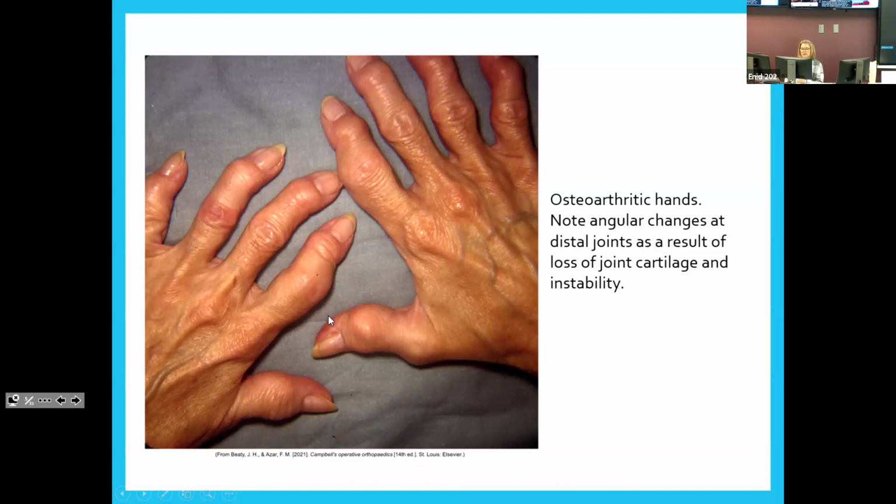So this is a picture of arthritic hands. So you can see the angular changes at the joints, and it's a result of the loss of joint cartilage and instability, like we've talked about with the other bones. A lot of times you can see, I don't know if you guys have ever seen elderly people with bones like this. My grandma had hands like that.